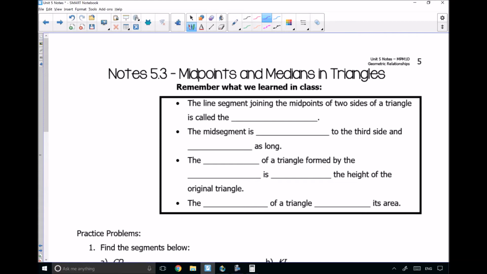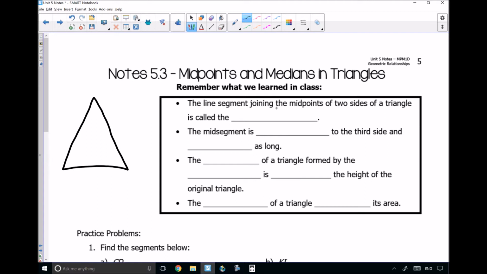Hi, ladies and gentlemen. We are looking at notes 5.3, which are on midpoints and medians and triangles. Let's just do a refresher of what we learned in class. The first bullet that we have here is actually something new. We didn't learn the actual name of the segment in class, but we did do what it says right here.